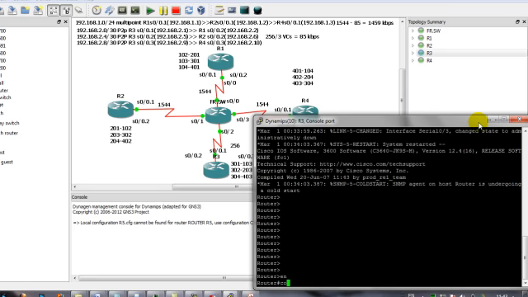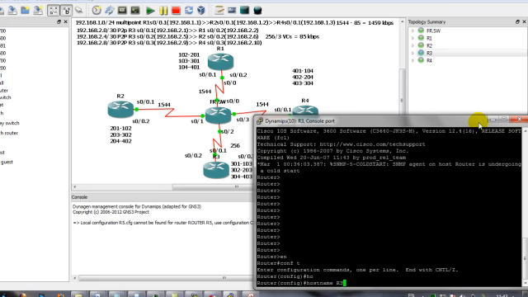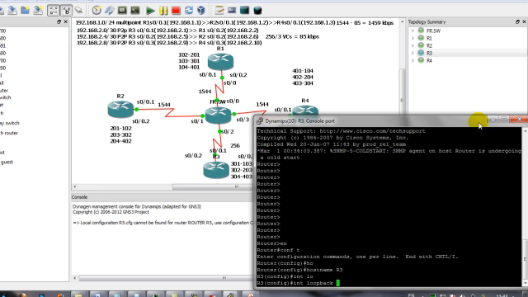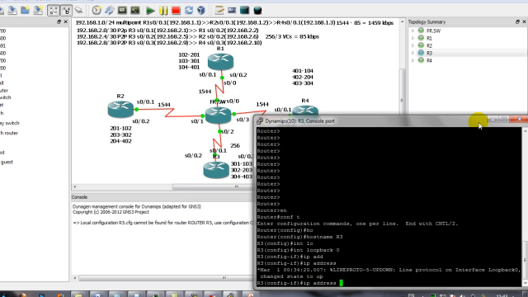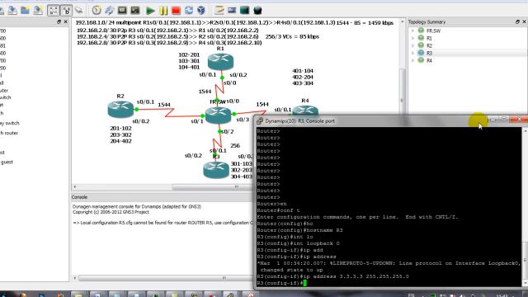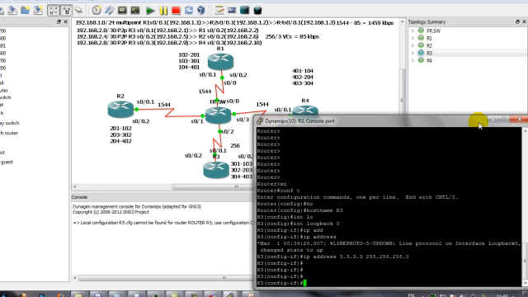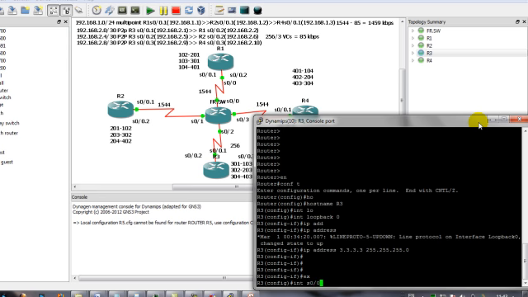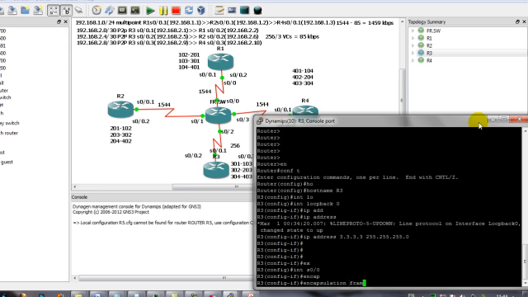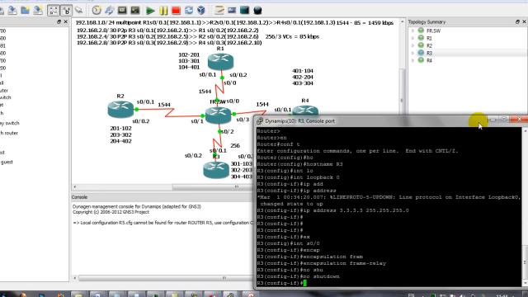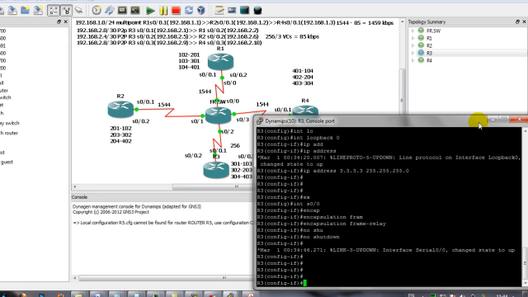Be careful. Enable, conf t, hostname Router3, interface loopback 0 with IP address 3.3.3.3, 255.255.255.0. Now exit, interface serial 0/0, encapsulation frame-relay, with no shutdown.